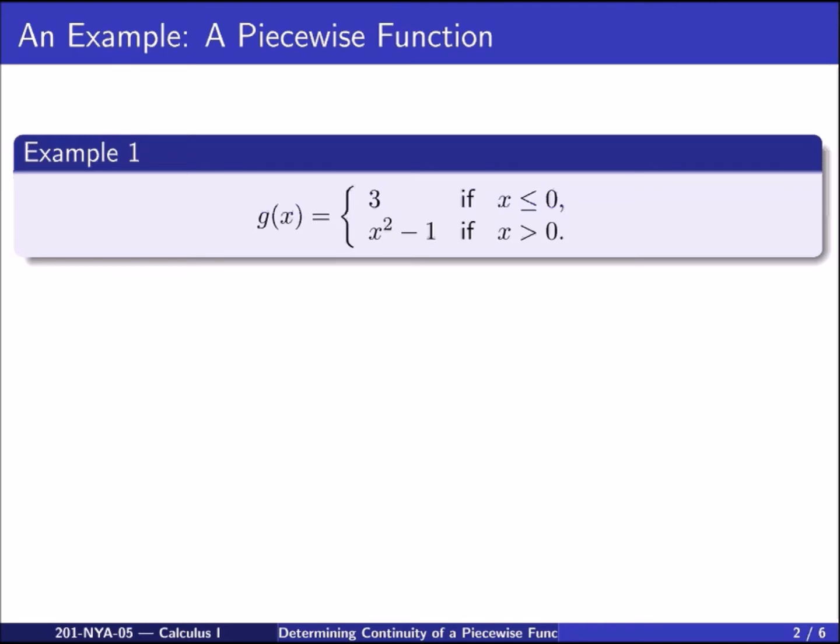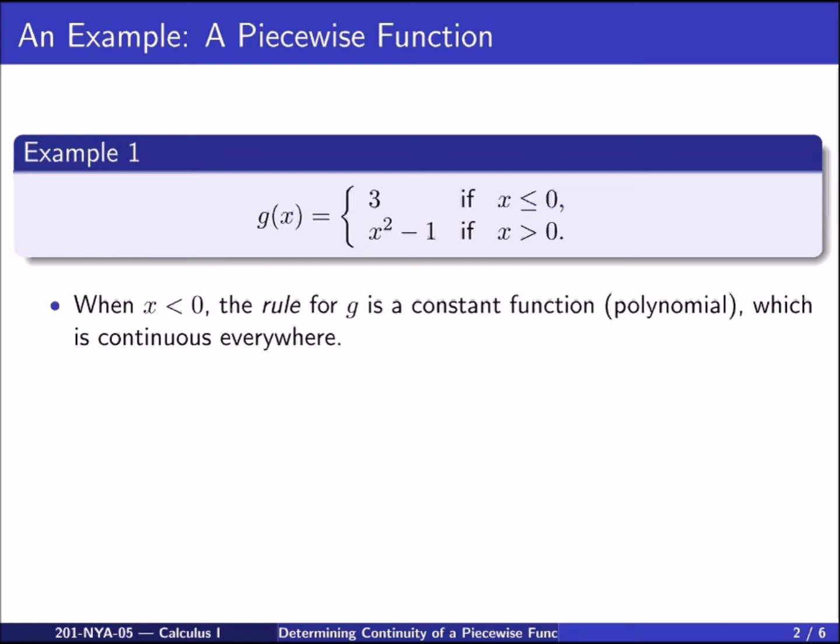Now, if we look at the first rule, 3, when x is less than or equal to 0, 3 is a polynomial. It is actually a special type of polynomial. It is a constant function or a constant polynomial. Now, polynomials are continuous everywhere, so that means that g is continuous when x is strictly less than 0.